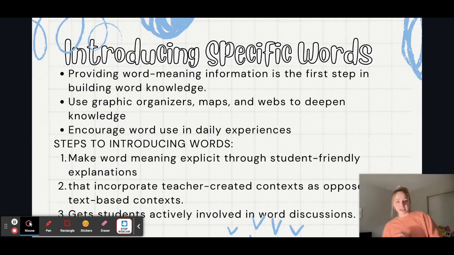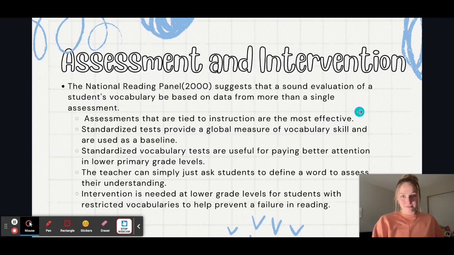And the second thing is that the teacher is going to incorporate teacher-created context as opposed to text-based context. So, giving some different contexts with these words that are going to make these words more familiar, and then ultimately getting these students actively involved in word discussions. That's when you can bring in these word webs and graphic organizers, but also talk about it with your students. Let them come up with their own ways. Have them do turn and talks and all that stuff so that they can deepen that knowledge and apply it, because that is so, so important.